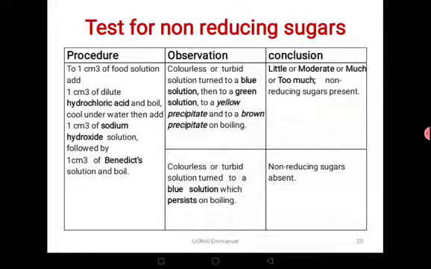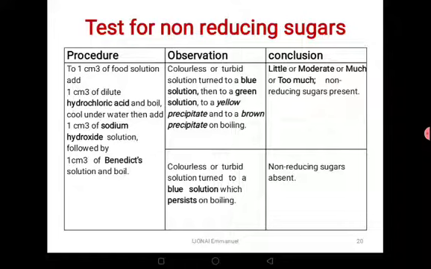After boiling, you cool. You run it through cold water, but not immediately after boiling. You leave it a few seconds after boiling, and then you run it through cold water to cool it. And then you add 1 centimeter cubed of sodium hydroxide solution, followed by 1 centimeter cubed of Benedict solution, and then you boil. Usually for 30 seconds or for 1 minute. You'll be able to see all the observations you are supposed to see.